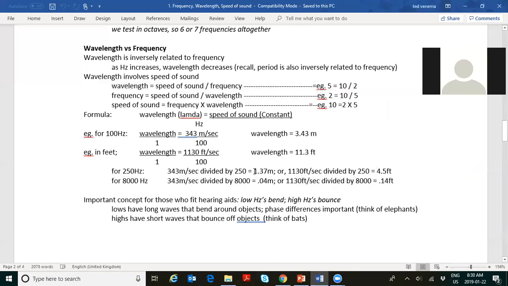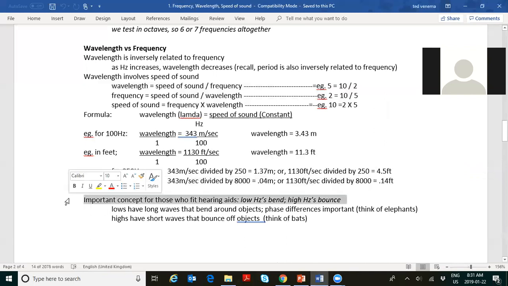If it's in metric, and you get 340 divided by 250, if you end up with the number 1.37, 1.37 what? Meters. Okay, because you calculated it in meters here. You calculated it in meters here. So you said what it was.